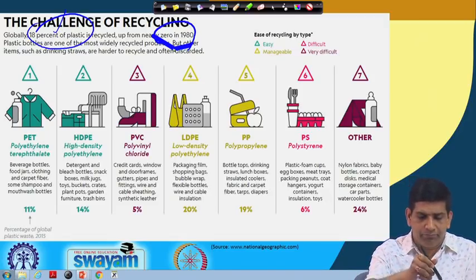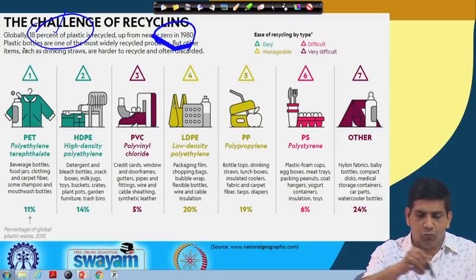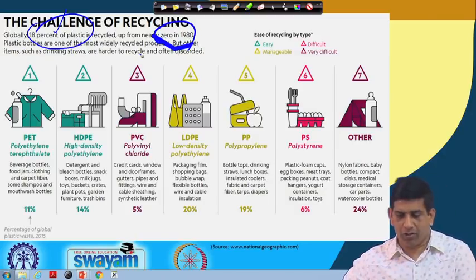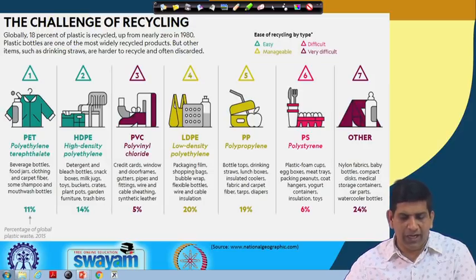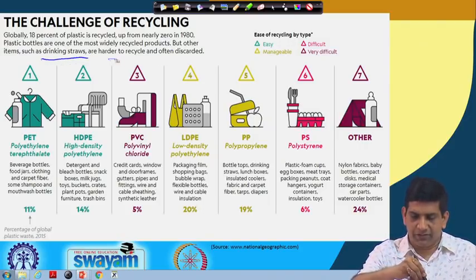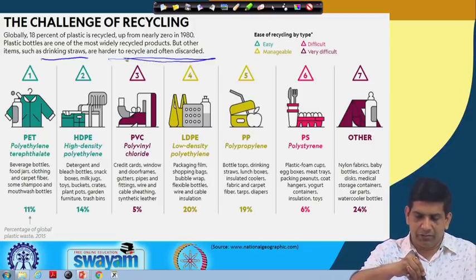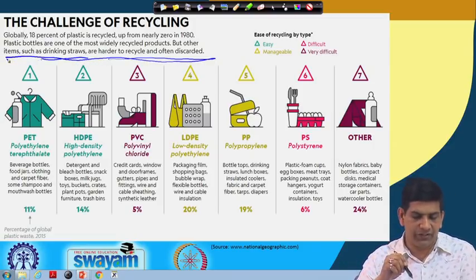And up from 1980, plastic bottles are one of the most widely recycled products. So it's the bottles, which are mostly PET, that are the most widely recycled. But other items are also there, like a drinking straw. They're harder to recycle and often discarded. So drinking straws and other such materials are harder to recycle. We'll look at some other materials here as well.